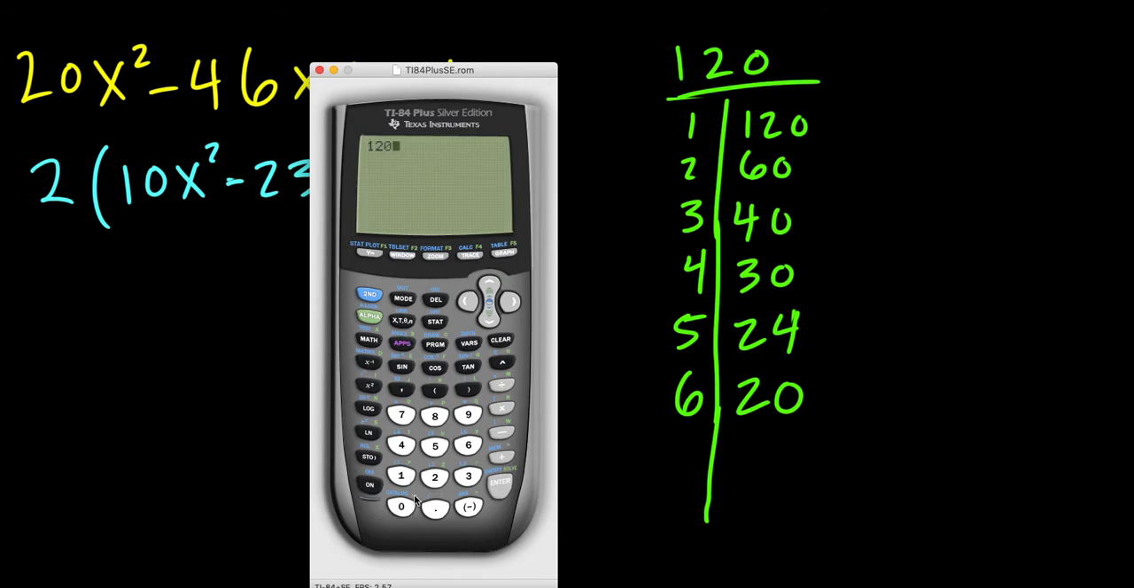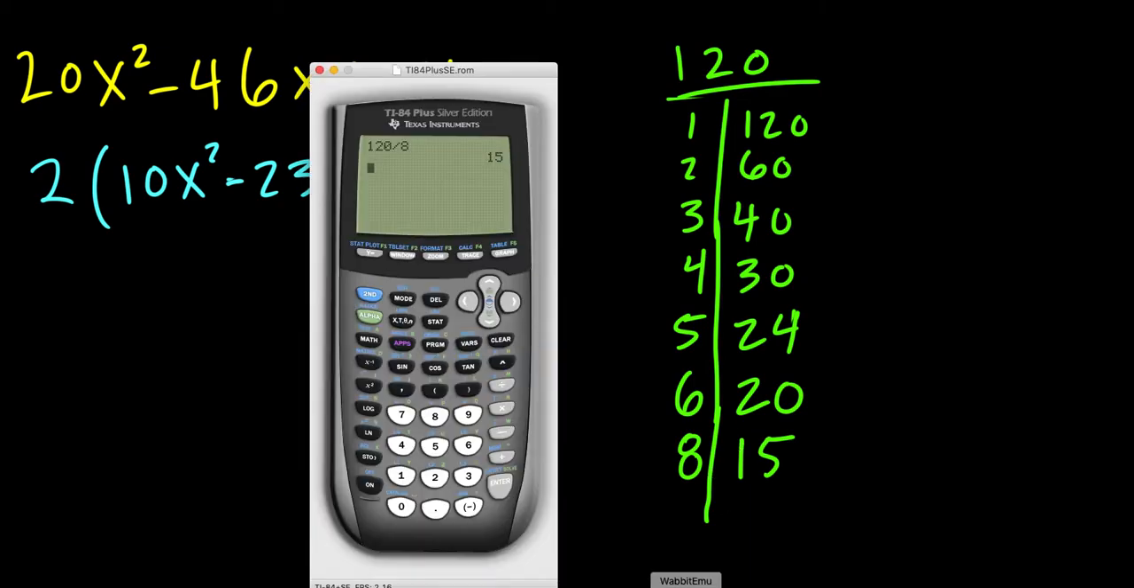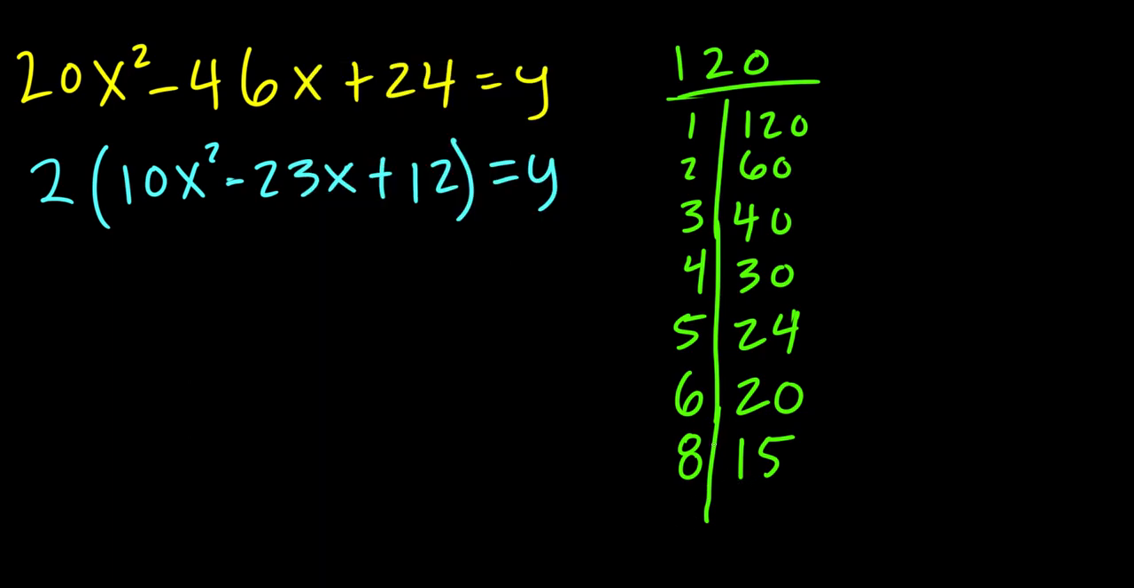So 120 divided by 8 is 15. Okay, 9 I don't think works. Okay, and then 10 works. And then 11 won't work, and that's the only thing in between there. Okay, that's a lot of stuff. We want to make them add up to negative 23.